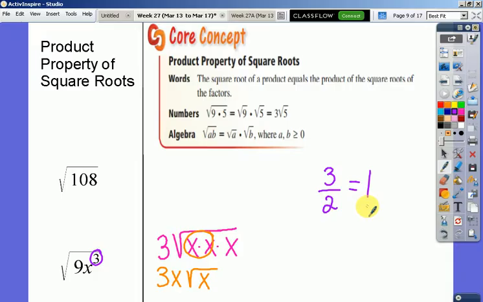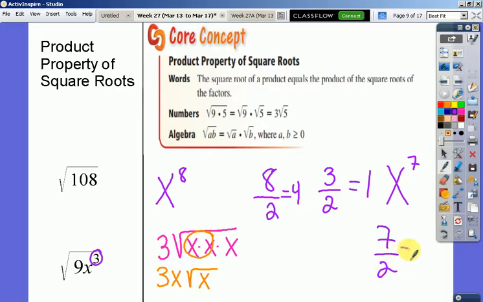If I have x to the 8th, right? I take 8 divided by 2. I could take 4 pairs out, right? You see what I'm doing there? You have x to the 7th. Take 7 divided by 2. How many pairs could you take out? 3 with 1 left over, right? Cool. Does that make sense? Alright.